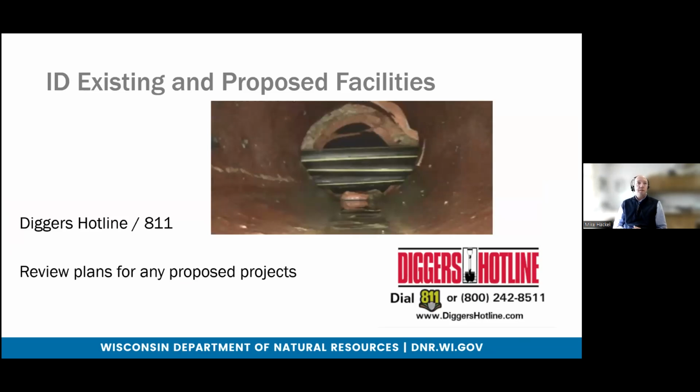Step two is identifying existing and proposed facilities that are within that drill path. We obviously want to avoid interaction with existing dry utilities such as power, gas, and communications for safety's sake. But the most common conflict and potential for an IR is conflict with wet utilities.